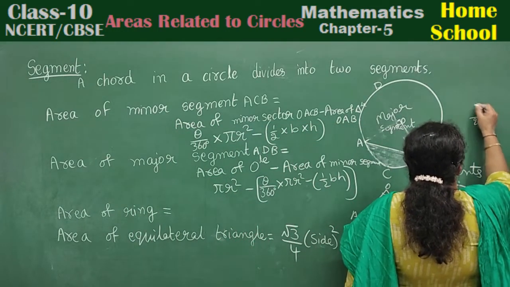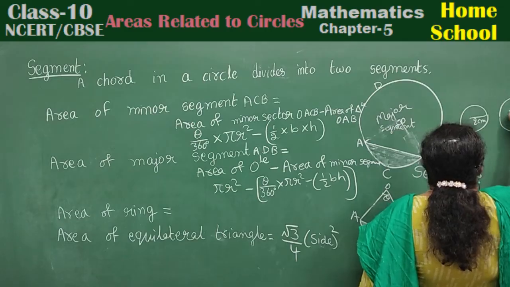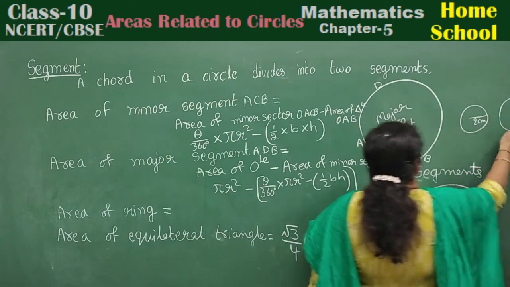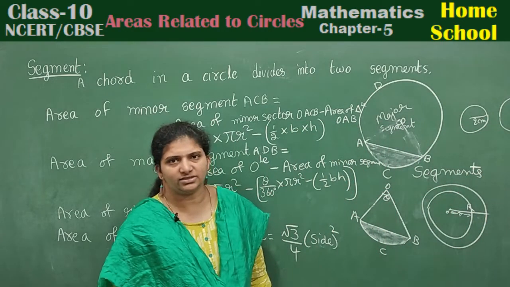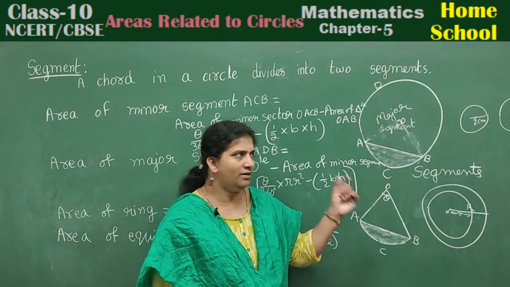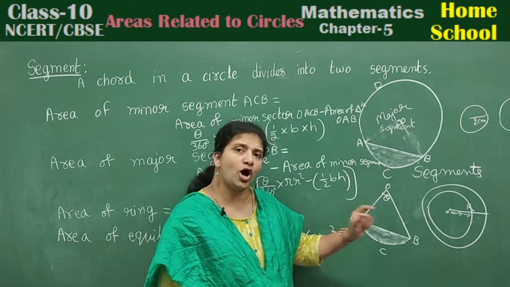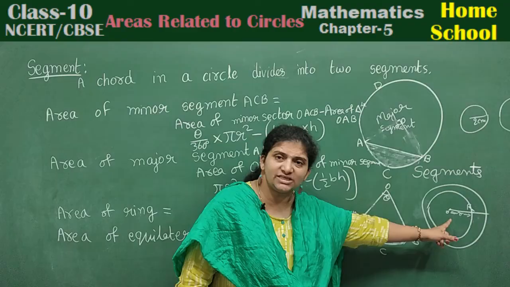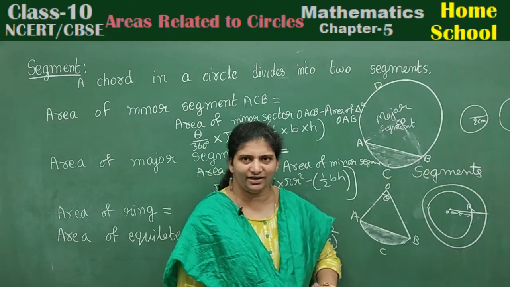2 centimeters, draw a circle. 2 centimeters, draw a circle. These two are congruent circles, meaning same radii but different centers. Concentric, same center but different radii.